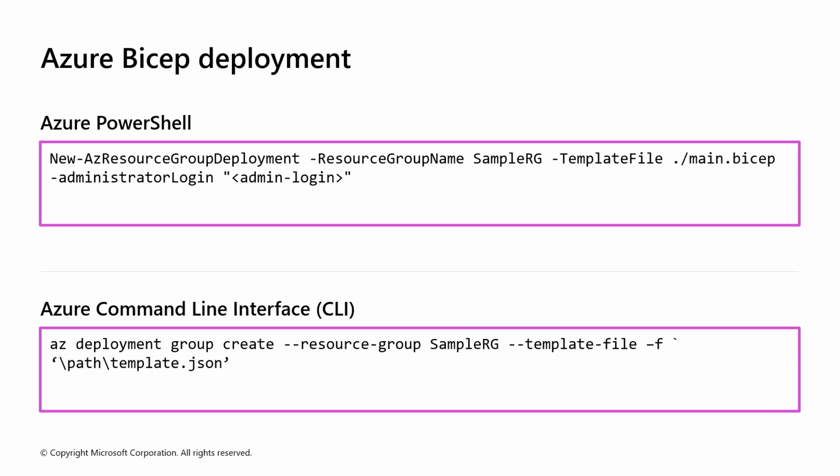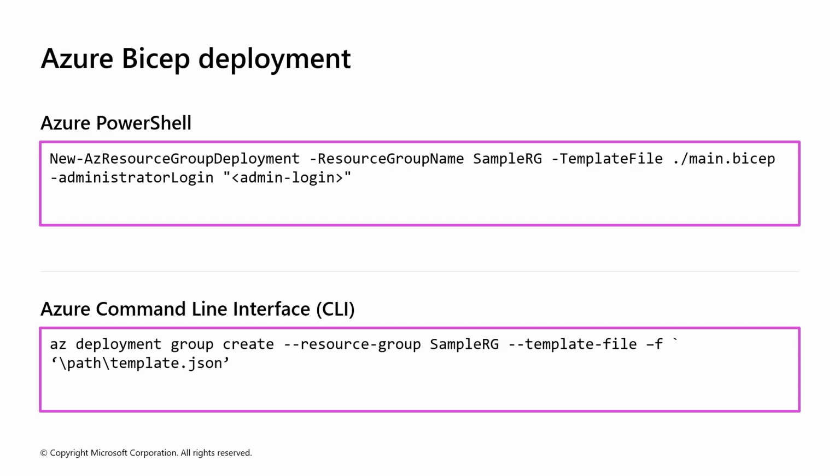Now let's look at how we can deploy Azure resources using Bicep templates through two command line tools, Azure PowerShell and Azure CLI. The PowerShell command New-AzResourceGroupDeployment targets a resource group called sampler.rg and deploys a local Bicep file called main.bicep while allowing parameters like administrator login to be specified.